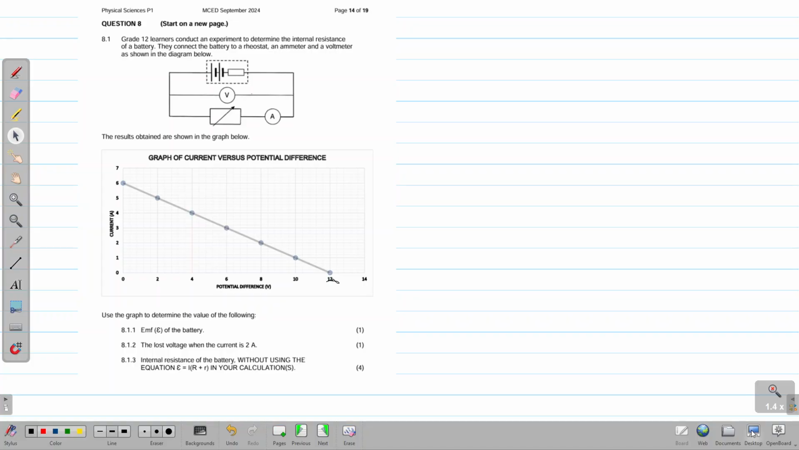I've already answered 8.1.1, and that's it. That's the beauty of this: if you do the theory, then these questions become trivial. For 8.1.2, for example, the answer is obviously 4 volts, because the EMF is the maximum energy supplied per coulomb, so from 12 to 8, you've lost 4 volts. And then this is where we're going to rearrange our equations so that it looks like the equation of a straight line, which is y is equal to mx plus c.